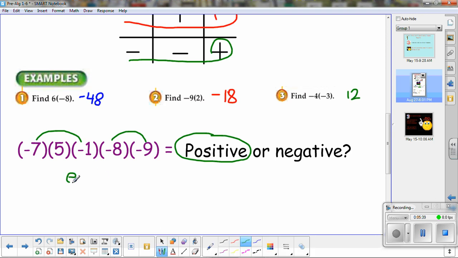Basically, if you have an even number of negatives, your answer will always be positive. If you were to have an odd number of negatives, once you pair up your negatives, you'll always have one left over, and that extra one is going to make the whole problem, the whole product, negative. So an odd number is going to be negative.